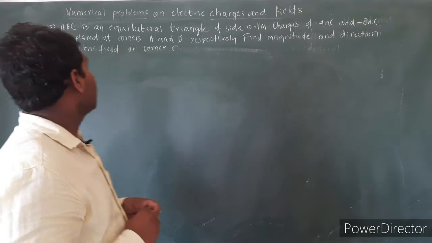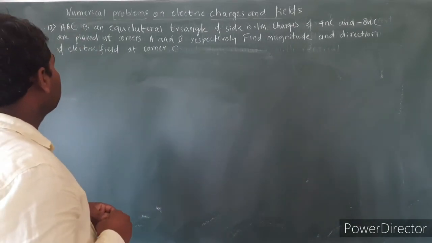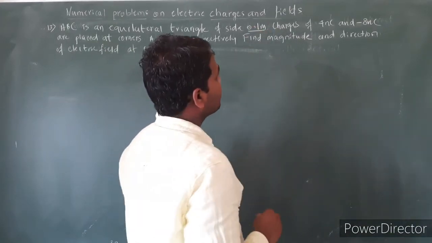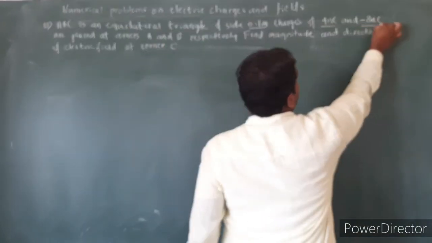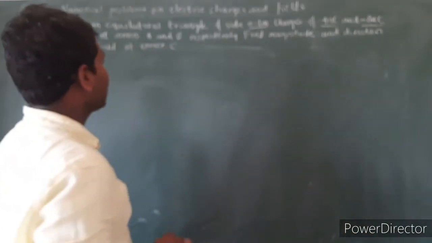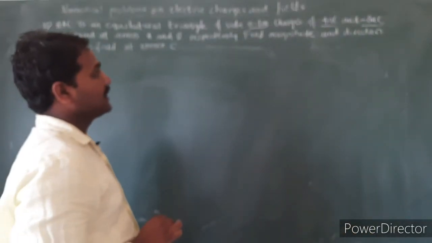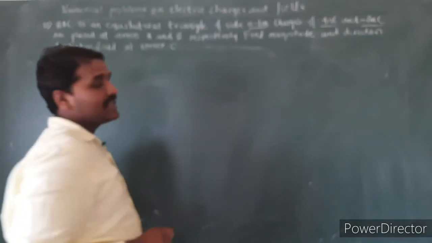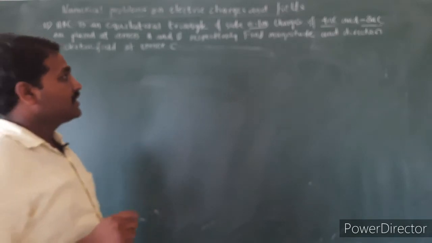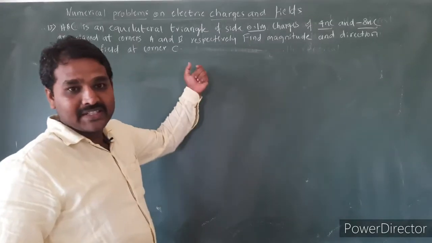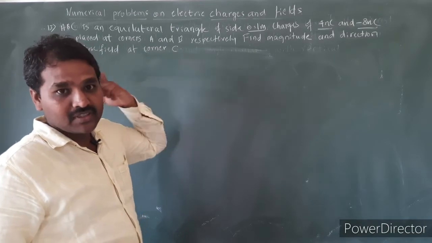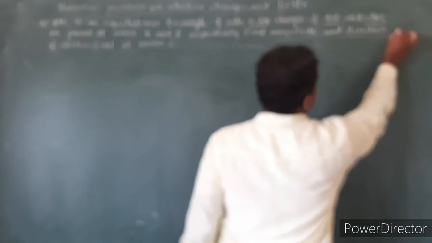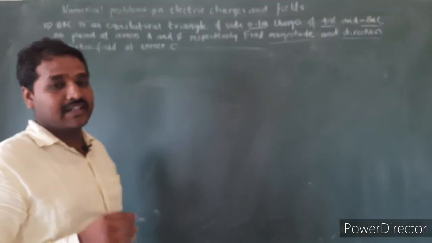Next, let us look at question number 13. It is given that ABC is an equilateral triangle of side 0.1 meter. Charges of 4 nanocoulomb and minus 8 nanocoulomb are placed at corners A and B respectively, and we have to find the magnitude and direction of the electric field at corner C. We have solved a similar problem, but there we had found only the magnitude of the resultant electric field. In this problem they are asking for both the magnitude as well as the direction of the resultant electric field.